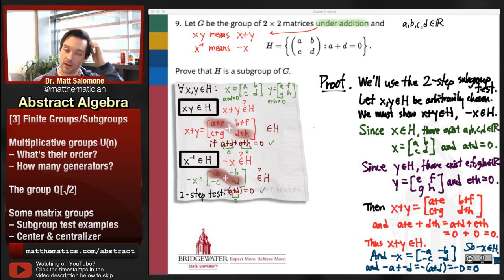So there's an application of the two-step subgroup test, right? To show that the set of 2 by 2 matrices whose trace is equal to 0, with the operation of addition, forms a subgroup of the group of all 2 by 2 matrices of real numbers with the operation of addition. So there's the two-step subgroup test.